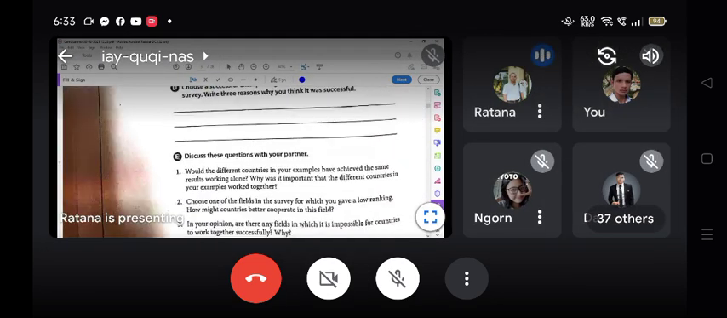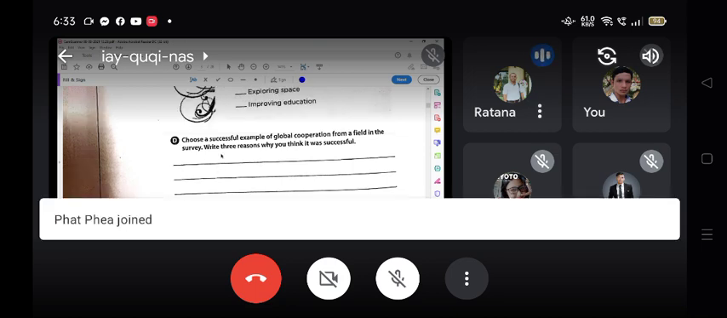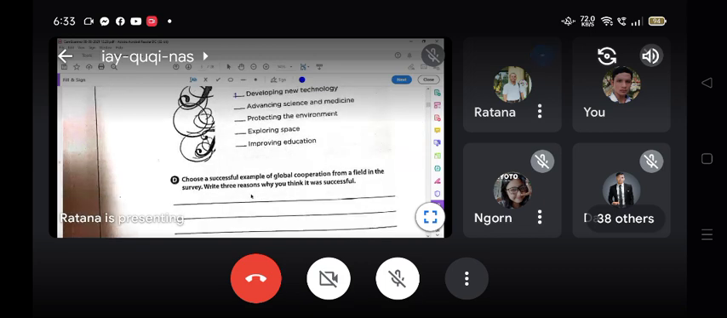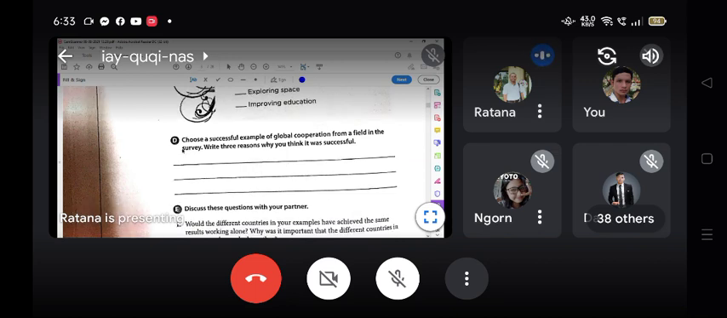Okay, so here maybe they choose a successful example of global cooperation from a field in the survey. Write 3 reasons why you think it was successful. So any item of the 8 that you think is a successful example of global collaboration, you can give the reason. So here is just a class activity.